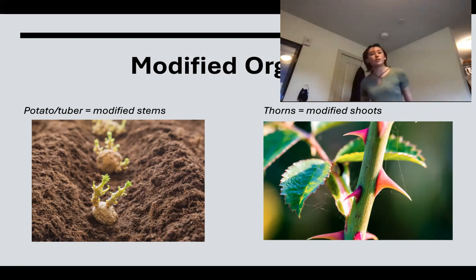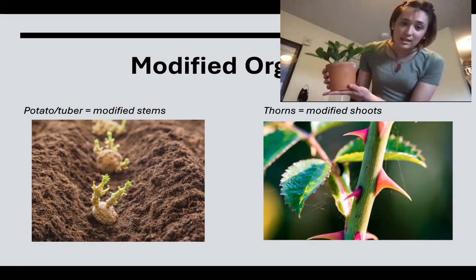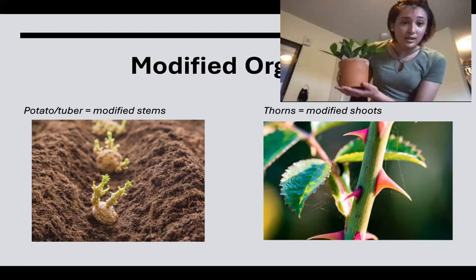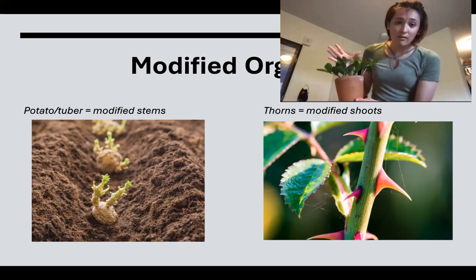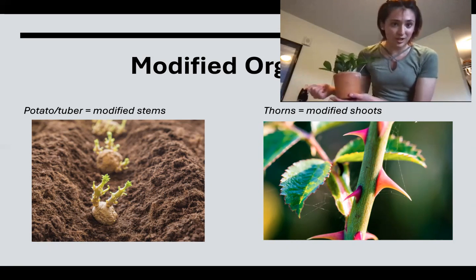And tubular growth is also seen in this ZZ plant. In this case, the tubers are located in the root systems. So if you were to take this plant out of the pot, there would be potato-like structures in the roots, which is kind of crazy.